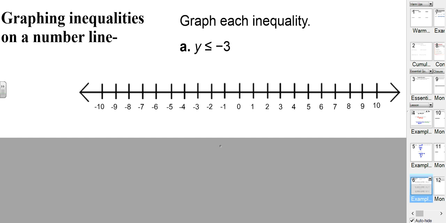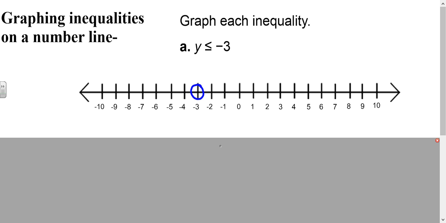All right, now we're going to be graphing inequalities on a number line. So we know that y is less than or equal to negative 3. I already have a number line on here, but feel free to go ahead and draw one, or you can use the number line paper that we have in class. This is saying that y, which represents some number, is less than or equal to negative 3. So I know I'm starting at negative 3, okay? And it says it's less than or equal to. So if you look at your number line, where are all the numbers that are less than or equal to negative 3?